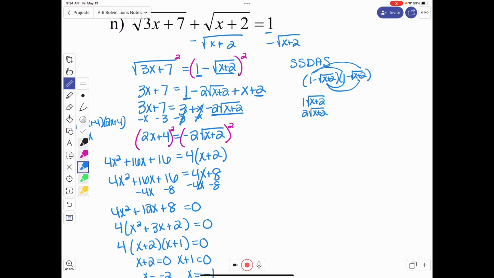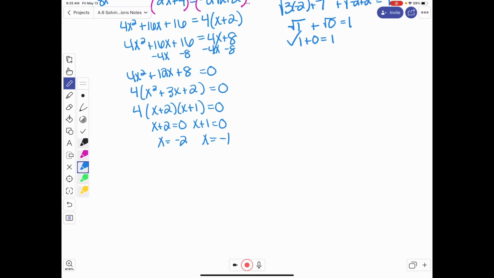So negative 2: square root of 3 times negative 2 plus 7, plus negative 2 plus 2 equals 1. All right, so that gives me negative 6 plus 7, that's going to be square root of 1, plus 0, square root of 0 equals 1. Well, that's going to be 1 plus 0 equals 1. That one works. I can box this one.